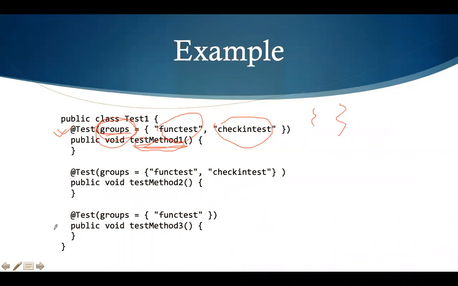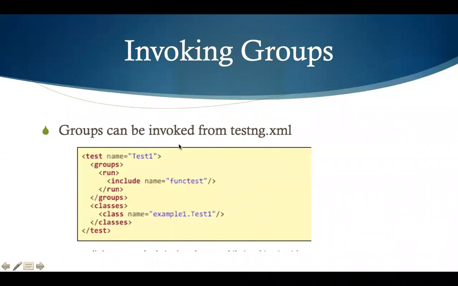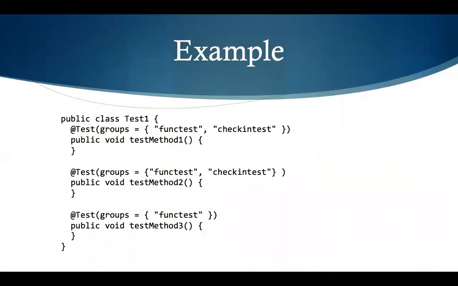Let me clear all the drinks. Perfect. Next, what we have done is we have tagged our test cases to some or other groups. Now it's time to invoke or execute the groups of our choice only. Let's say I want to execute test cases under group check-in test. If I want to execute only test cases which fall under the category of the group check-in test, how can I do that?